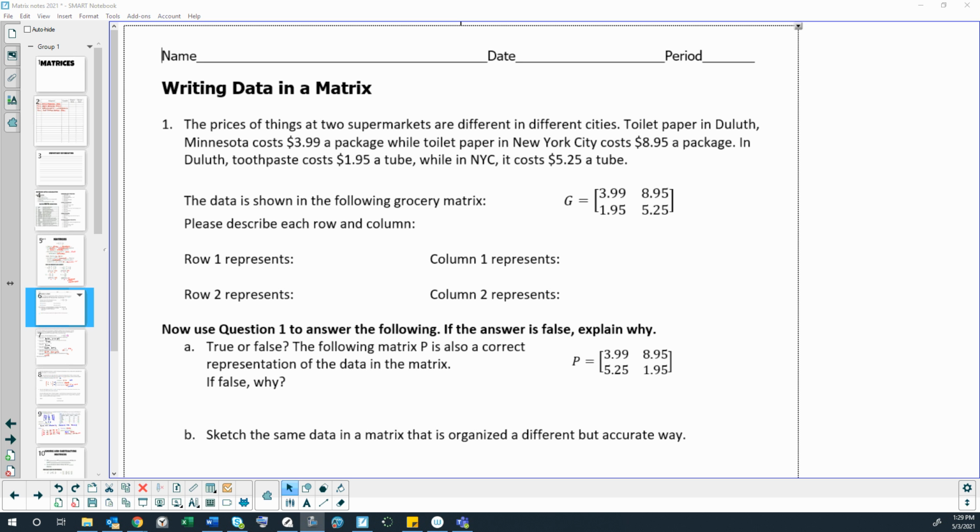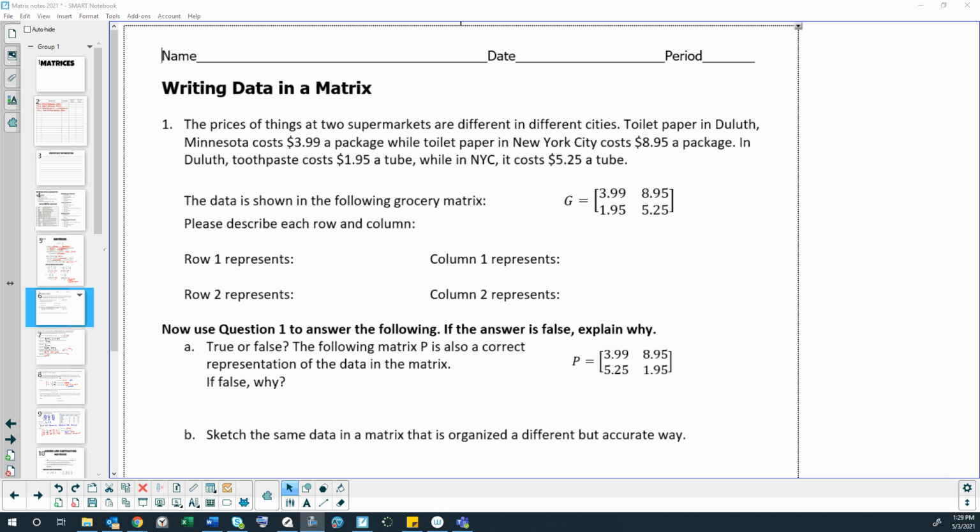We're going to look at this worksheet together. This is called Writing Data in a Matrix. So far we've been doing a couple of units where we've been dealing with data, right? We've been doing some data collecting and making graphs of the data. We've been using two-way tables and Venn diagrams to understand data.